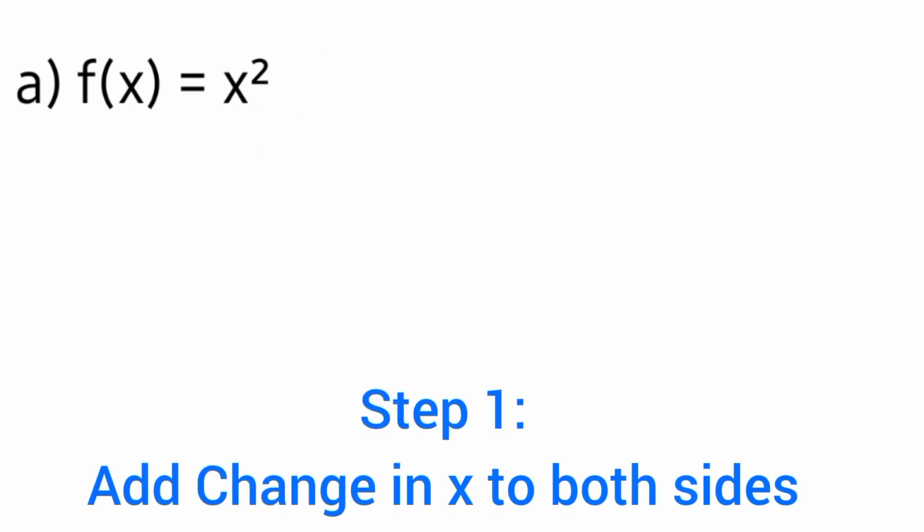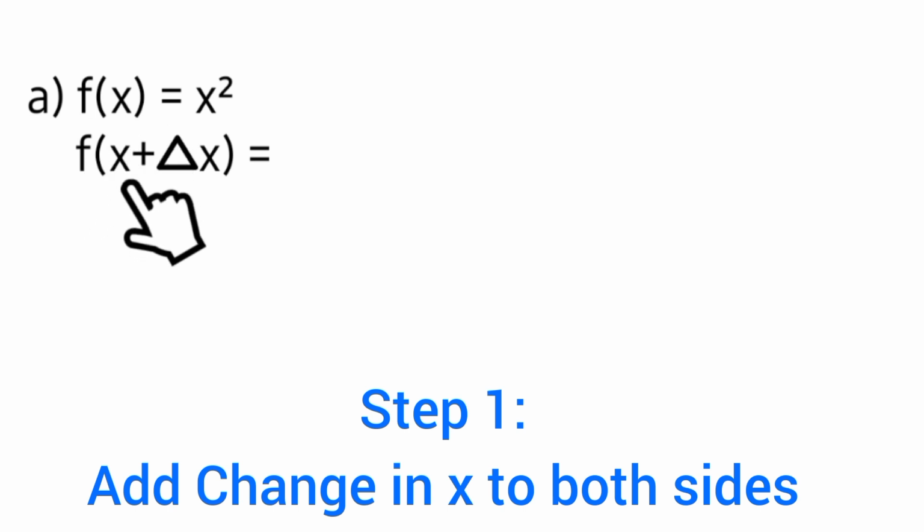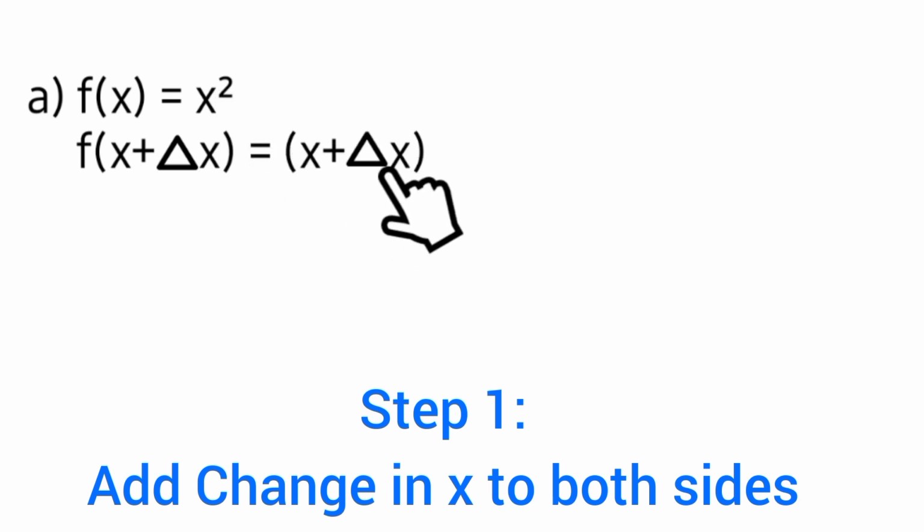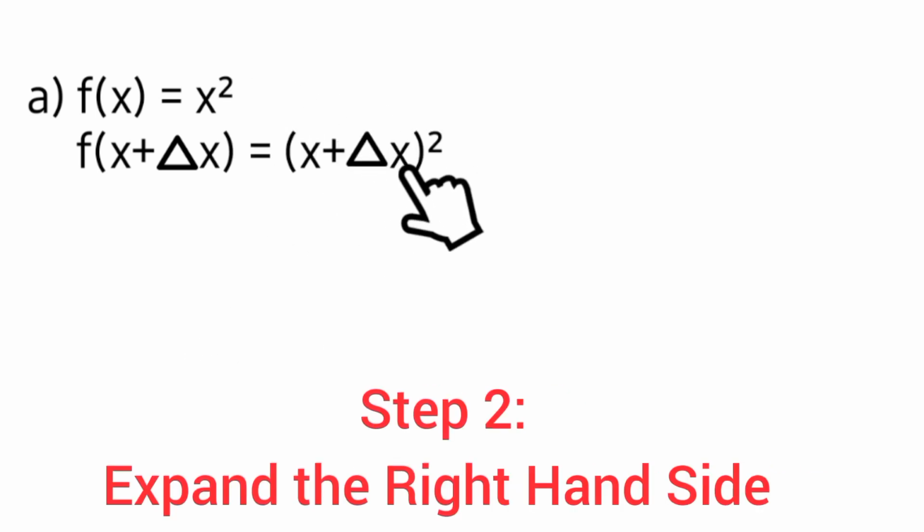The first step is to add changing x to both sides. So we have f of x plus changing x equal, since we have the square of x on the right hand side, we'll just write x plus changing x and then square. Expand the right hand side. So we're expected to expand x plus changing x all squared.